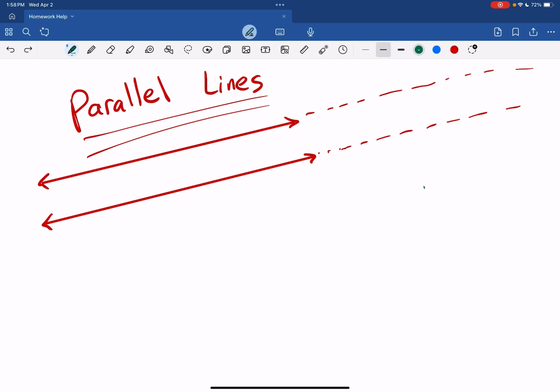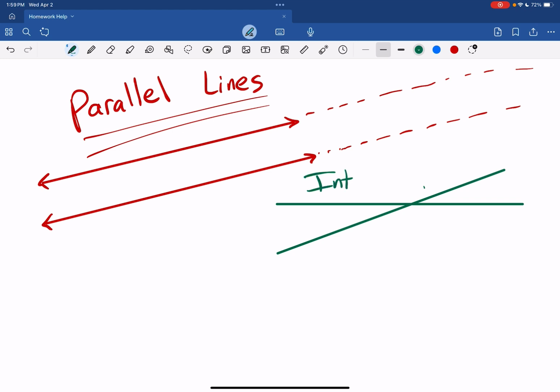Okay? If the lines do cross paths, we call them intersecting lines. So if I had two lines that cross each other like this at a specific point, we call that intersecting lines.